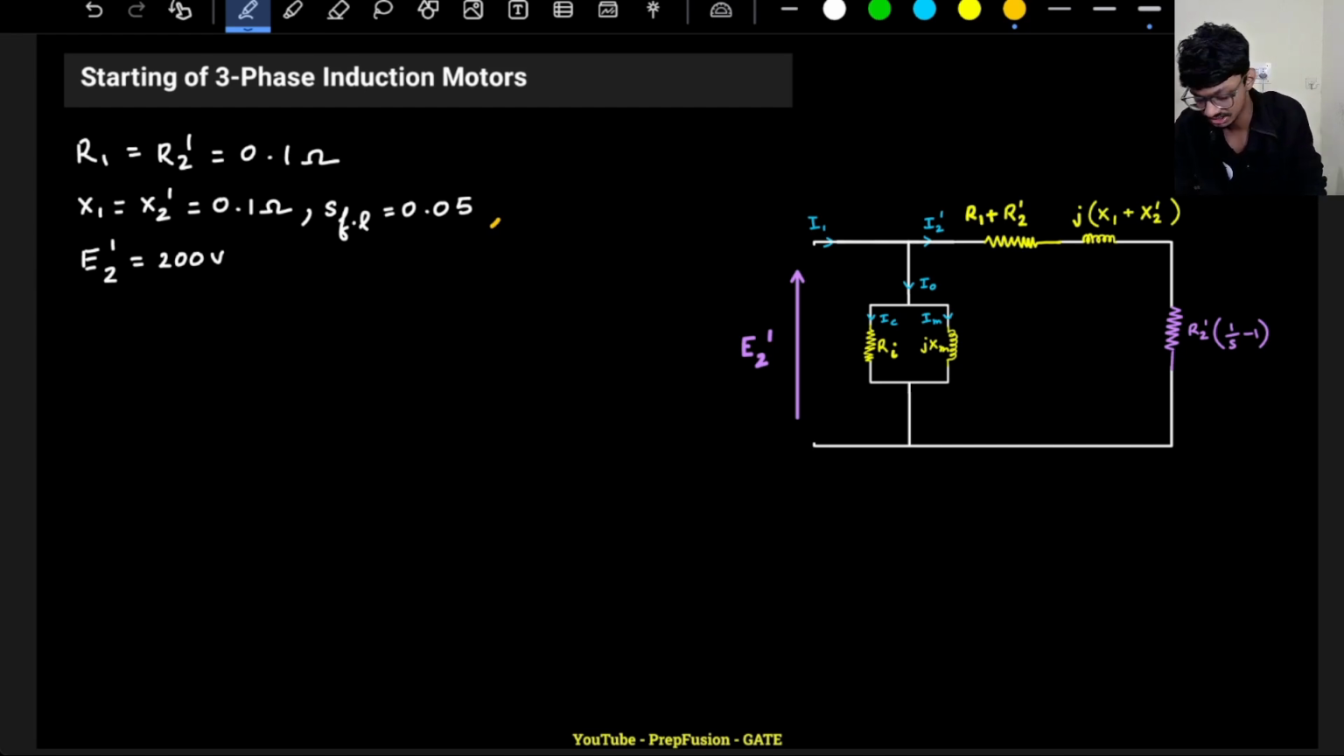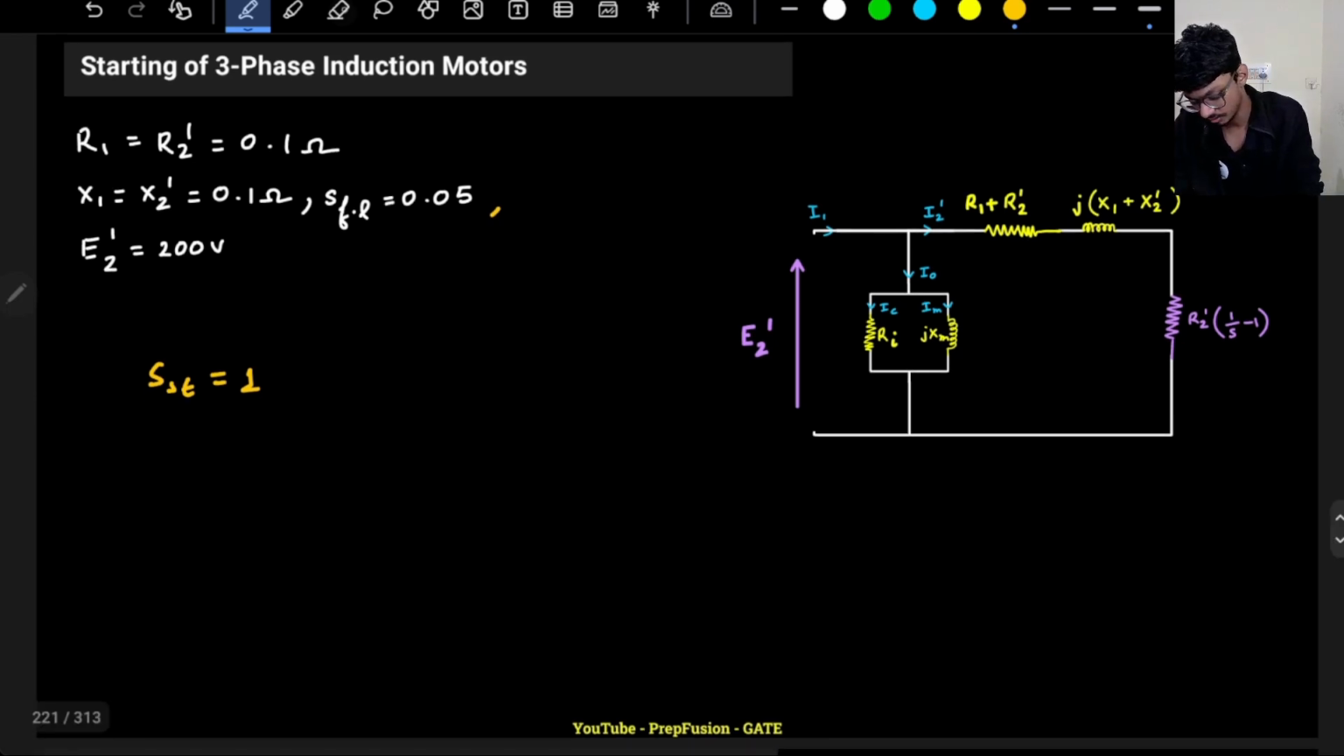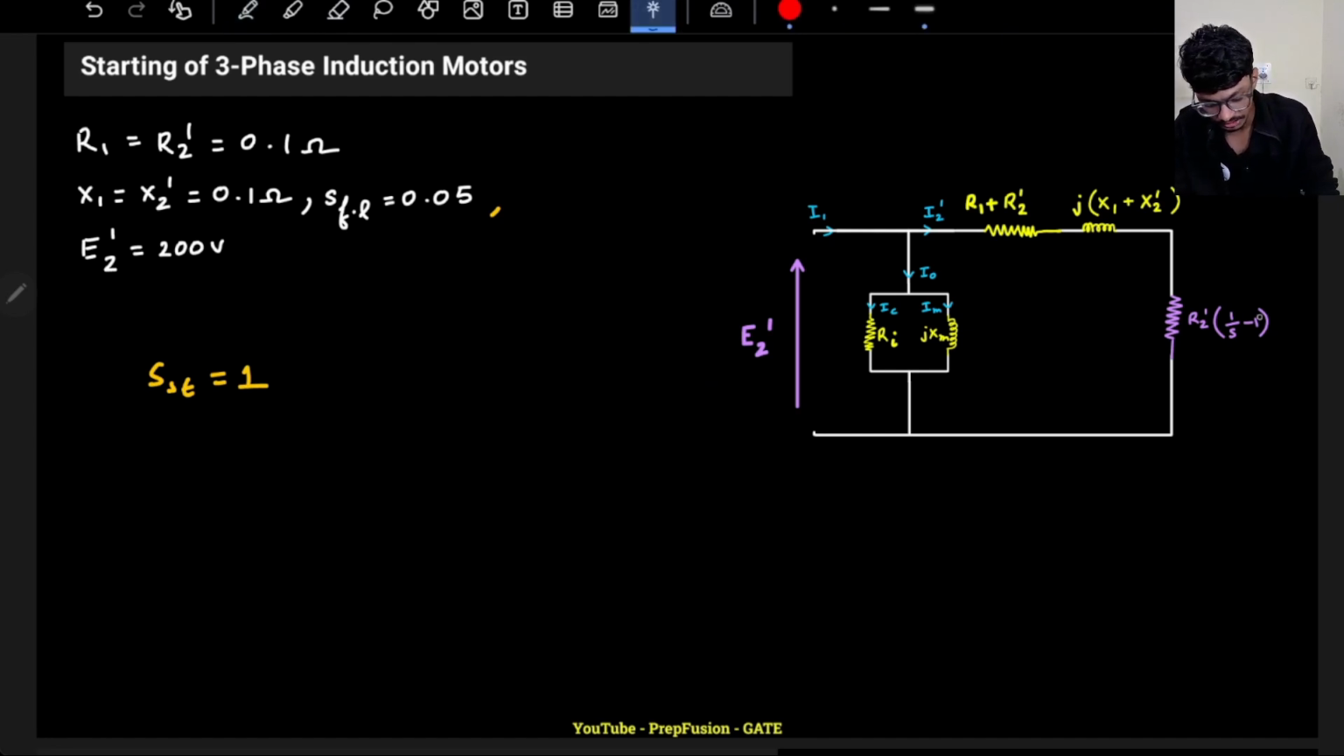So initially what is the slip? The starting slip will be simply 1, because nr is 0. If nr is 0, the rotor speed is 0, that means ns minus nr is ns. So ns divided by ns will be 1 only. So the starting slip will be 1. Now if the starting slip is 1, that means this is gone.